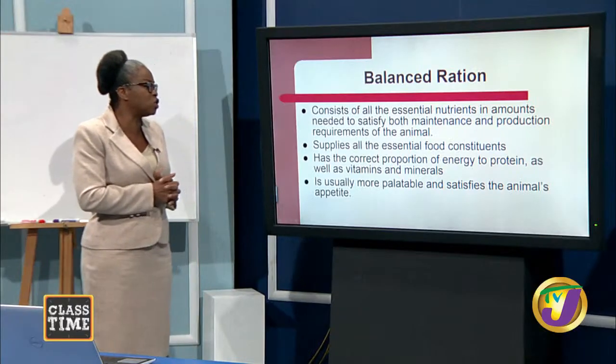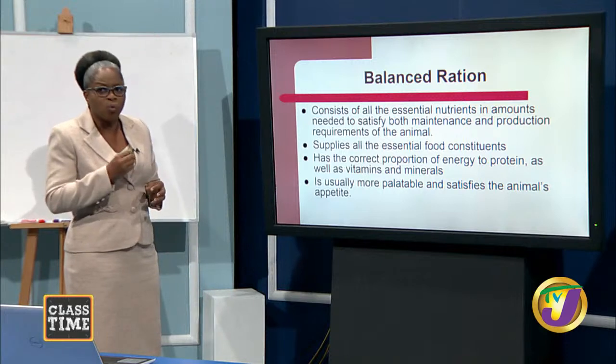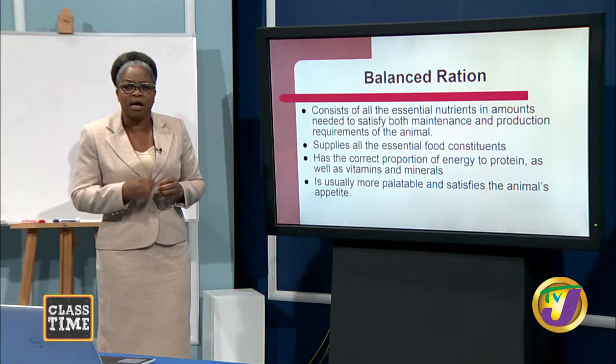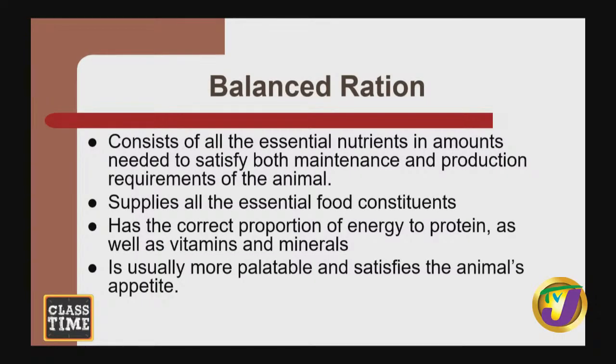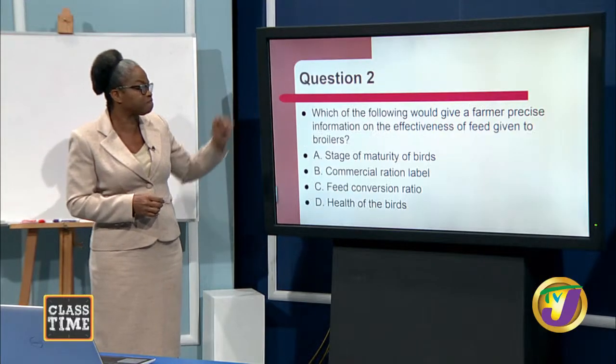We want to zero in now to look at a balanced ration. Once we talk about the balanced ration, it must consist of all the essential nutrients in amounts needed to satisfy both maintenance and production requirements of the animal. A balanced ration also, students, should supply all the essential food constituents. It must have the correct proportion of energy to protein as well as vitamins and minerals. And the balanced ration is usually more palatable and satisfies the animal's appetite.